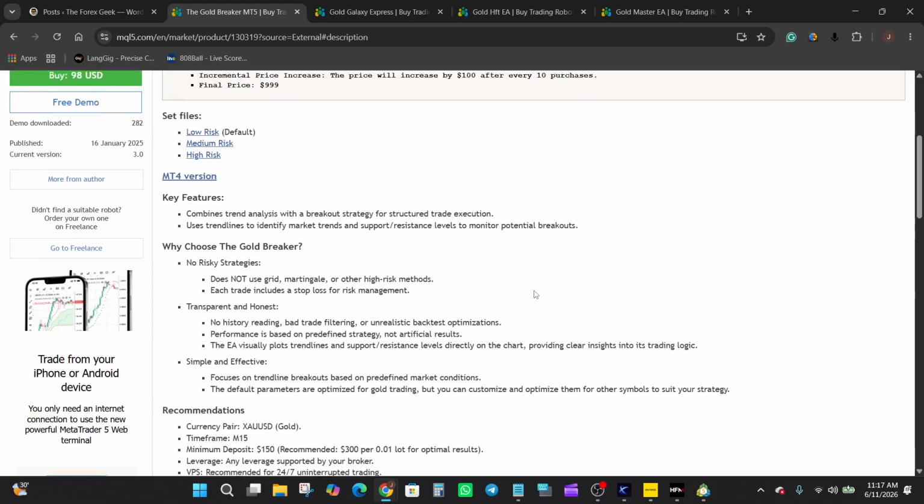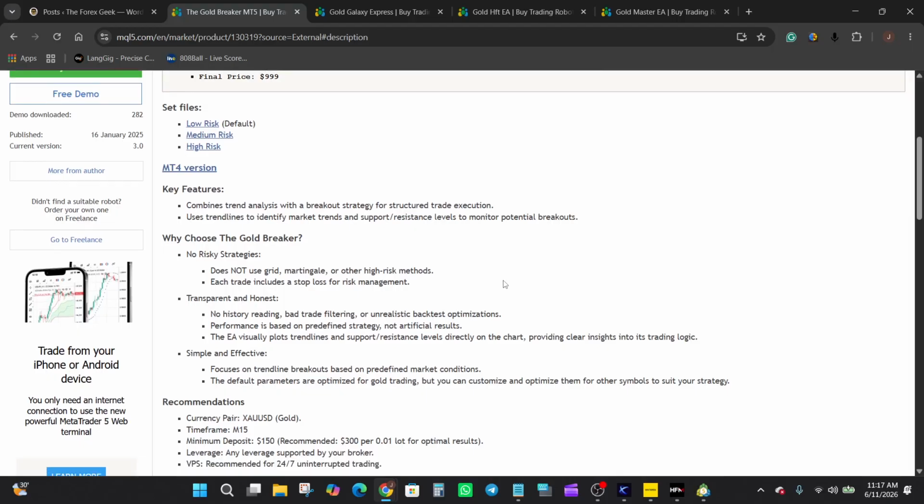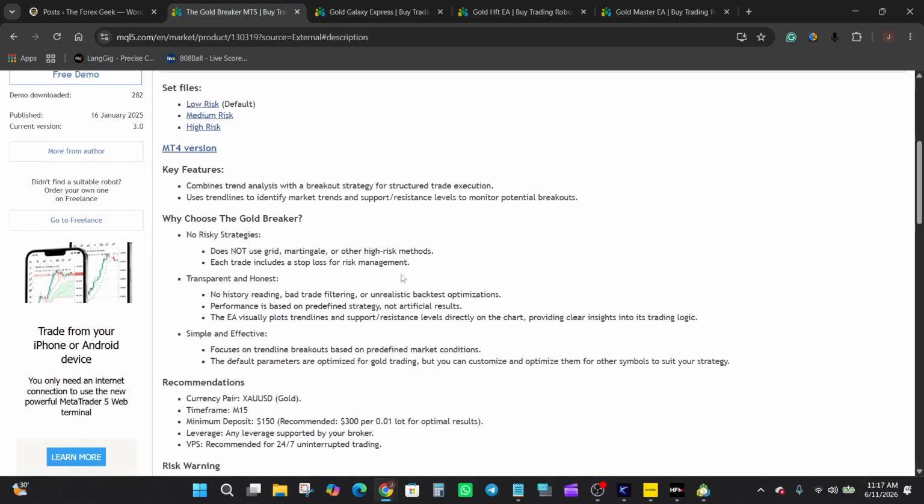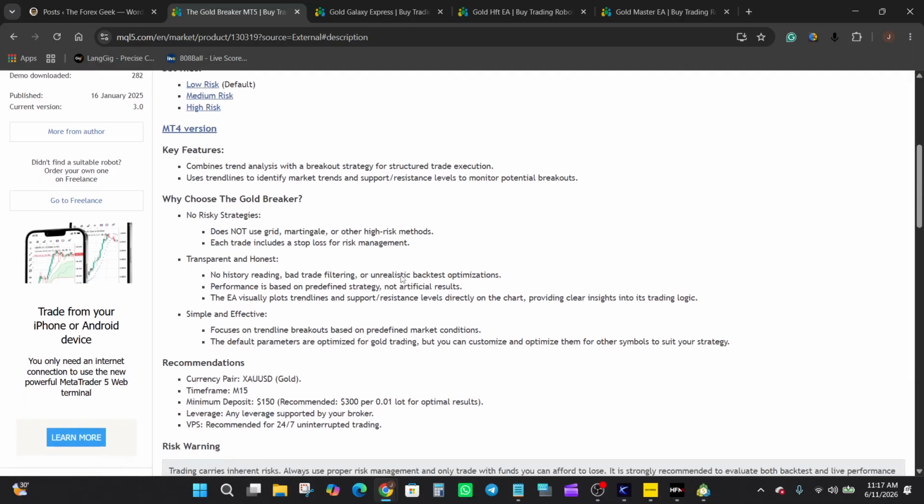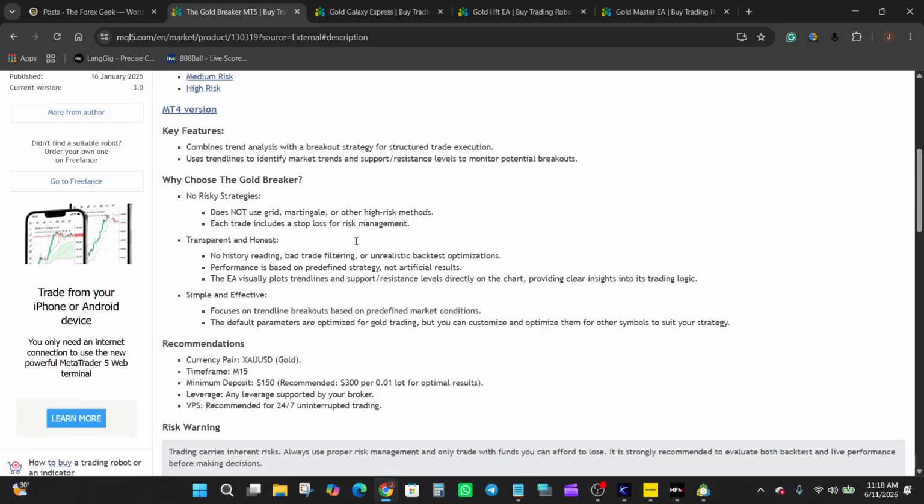I also noticed there are different risk set files available, like low, medium, and high risk, which suggests users can adjust exposure depending on their trading style. Another key point here is that the EA plots trend lines and support and resistance levels directly on the chart, which makes the trading logic more visually transparent while it runs.